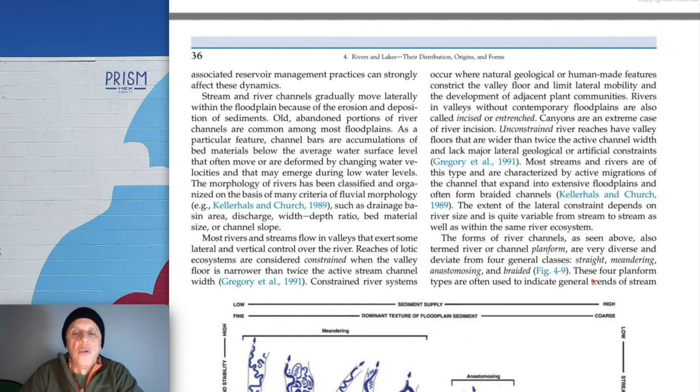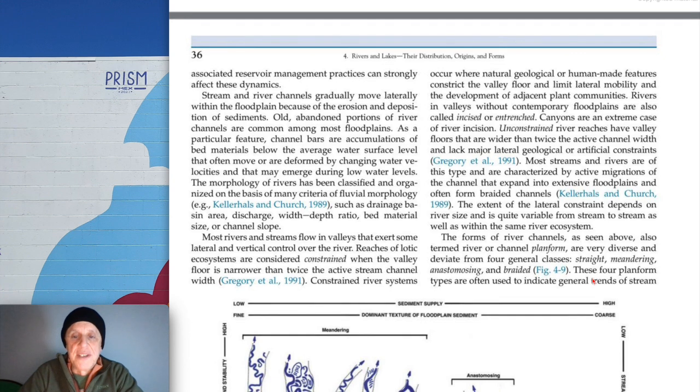Constrained river systems occur where natural geological or human-made features constrict the valley floor and limit lateral mobility and the development of adjacent plant communities. Rivers in valleys without contemporary floodplains are also called incised or entrenched. Canyons are an extreme case of river incision.